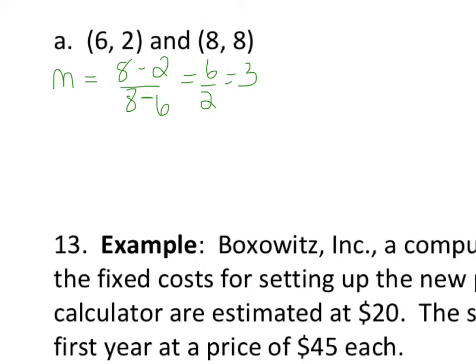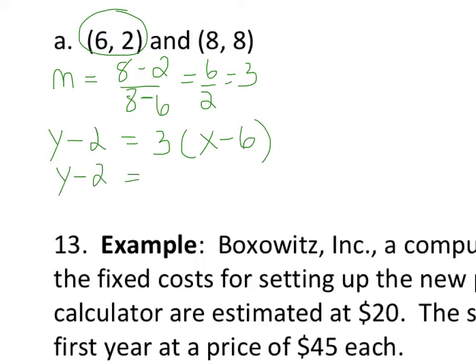And we don't have a y-intercept here, so I'm going to go ahead and use the point slope formula. So that's y minus 2. I'm going to use the first point, it doesn't matter which one you use, equals 3 times x minus 6. So notice that I used the 6, which goes with the 2. I could have used the 8s, 8 and 8, or 6 and 2. You just can't mix and match them. So y minus 2 equals 3x minus 18. And then we add the 2 to both sides, and we get 3x minus 16.